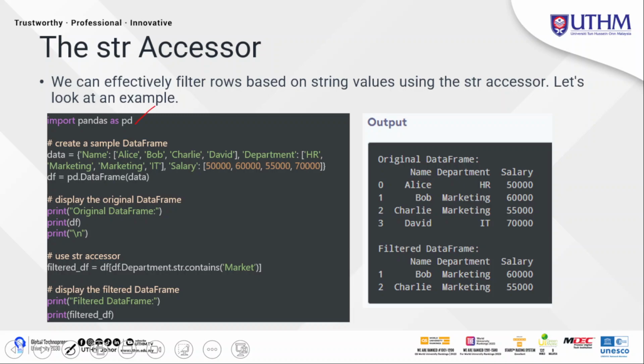First, we import pandas, create the data frame, and this is the original data frame, the original table. From the original table, we want to filter using the string accessor.